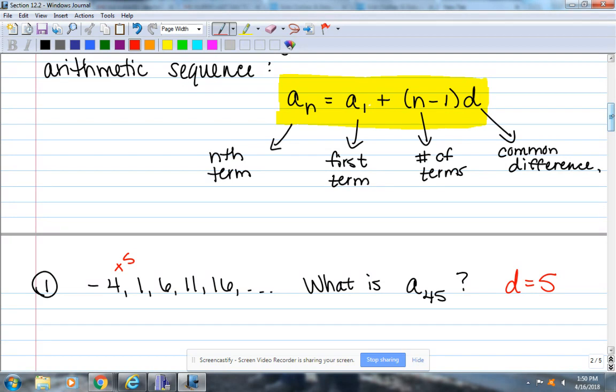All right? So, the first term is -4. I'm going to use that there. N is going to be 45. So, I'll say 45 minus 1, which is 44. D is the common difference. We said we're adding 5 every time. Right? So, let's just plug all that in.